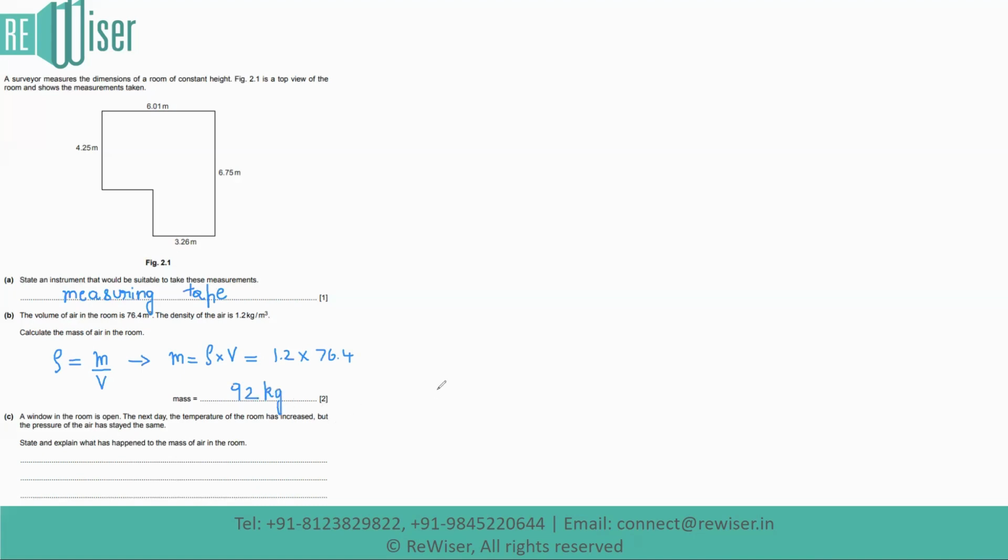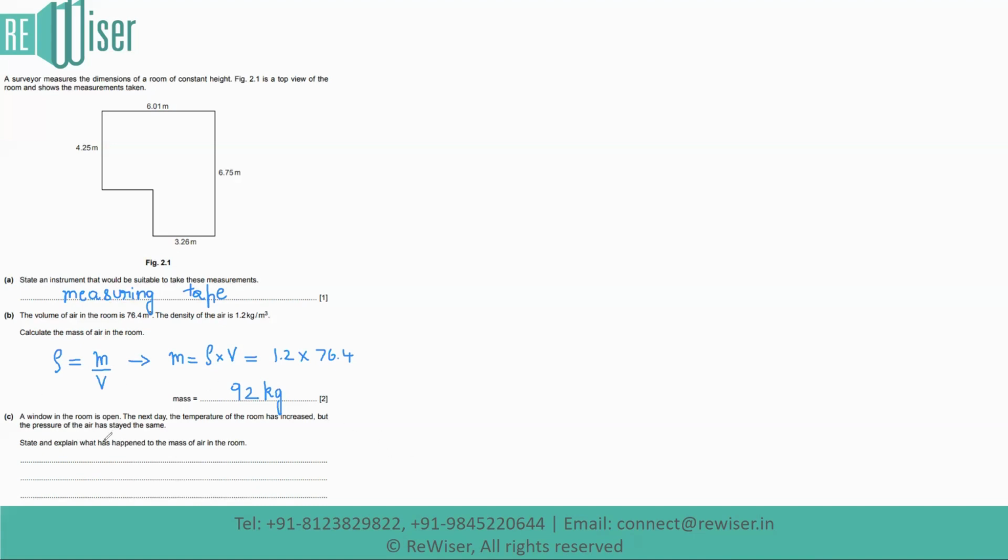Moving on to the last part. A window in the room is open. The next day, the temperature of the room has increased, but the pressure of the air has stayed the same. State and explain what happens to the mass of the air in the room.